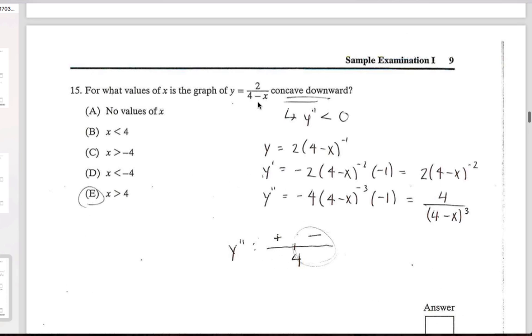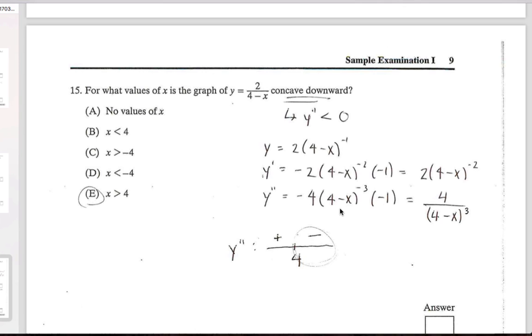When is this concave downward? We know it's concave downward when y double prime is less than 0. So I'm going to rewrite this as 2 times (4 minus x) to the -1 because I think it's easier to take the derivative that way than to apply a quotient rule. So then the first derivative is just -2 times the quantity 4 minus x to the -2, don't forget to chain, times -1. I simplified that to 2 times the quantity 4 minus x to the -2 power, and then take another derivative.